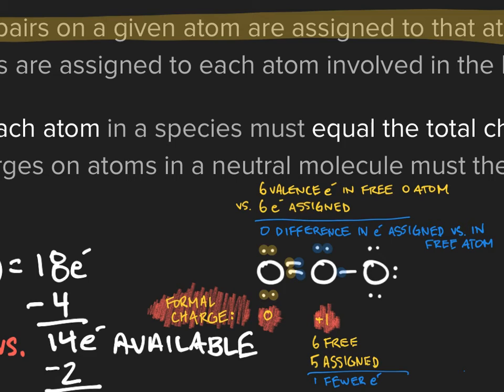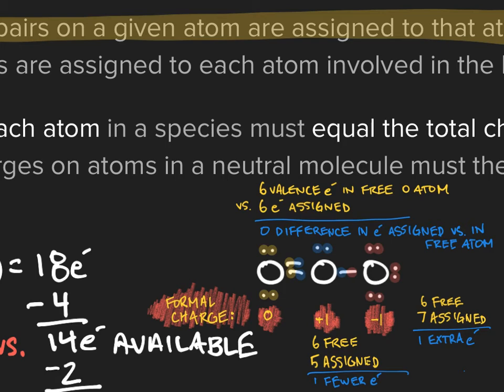And last, let's go ahead and have a look at the oxygen on the right. We've got 3 lone pairs, all of which get assigned to the oxygen on the right for a total of 6. And then we're going to split that 1 bonded pair that's sharing, which would give us 7 electrons assigned to the right-hand oxygen atom right there. So we've got 7 assigned, but in a neutral state as a free atom, it would have 6 valence electrons, which means we've got 1 extra negatively charged electron on this oxygen in comparison to what it would have in a free state. And therefore, the formal charge on the oxygen on the right is -1.